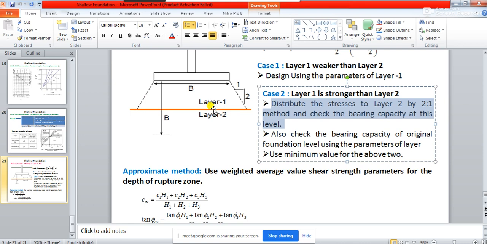And at this junction layer, after finding out the bearing capacity, also check the bearing capacity of the original foundation level using the parameters of the layer. So you distribute the stress. So how do you distribute? Let's say at the base of the footing you get some bearing capacity value, let's say 30 kilonewton per meter square.